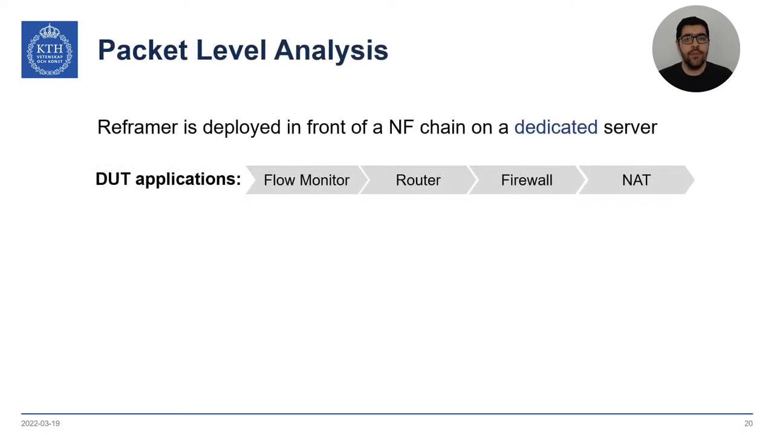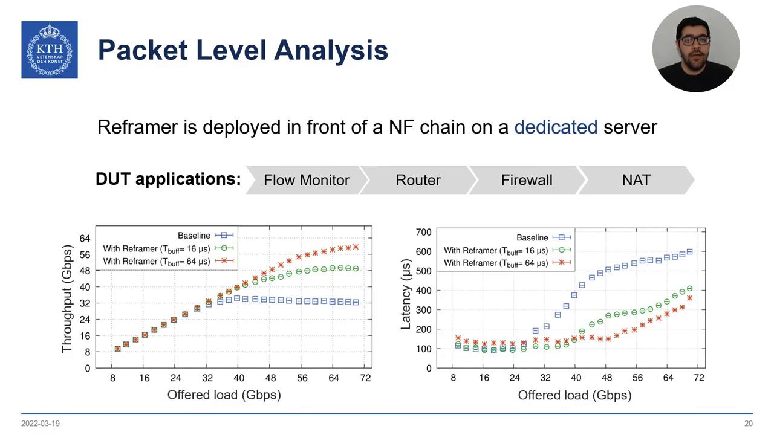In the first experiment, we deploy Reframer on a dedicated server in between the traffic generator and the device under test, which is running an NF chain containing a flow statistic tracker, a router, a firewall, and the NAT. In the left figure, you can see that by increasing the offered load, the DUT is saturated at a 32 gigabit per second rate when Reframer doesn't exist, I mean the baseline case.